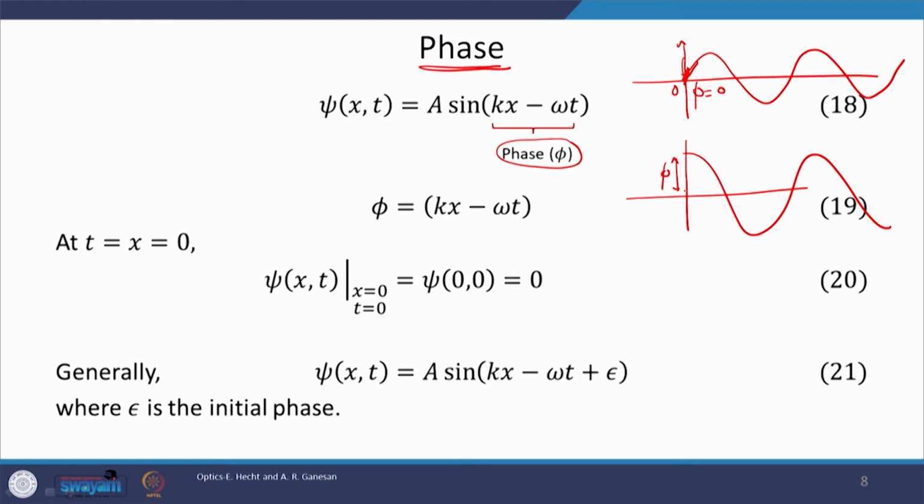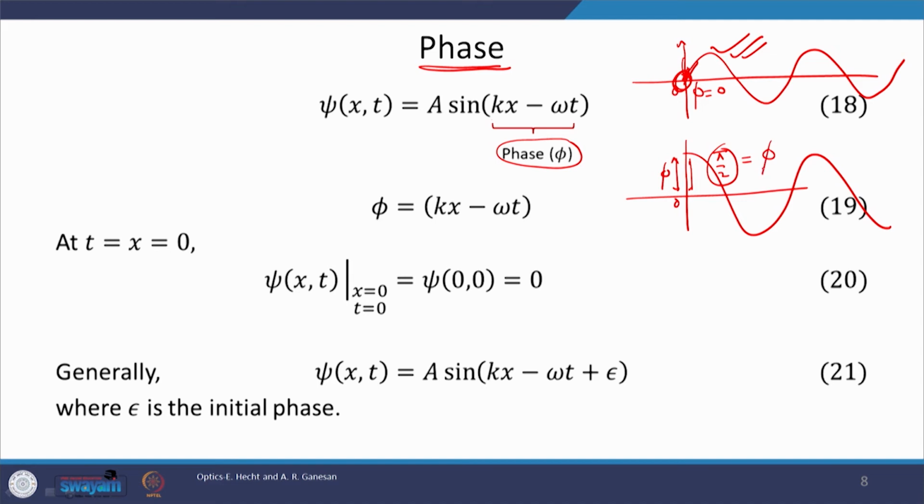But more accurately, phase is a relative concept. It is always measured with respect to some reference value. Like here in the first case, the reference value is 0. Here the reference value is again 0, but there is a deviation. You can see that this is deviated by pi by 2, and therefore the phase here would be pi by 2.